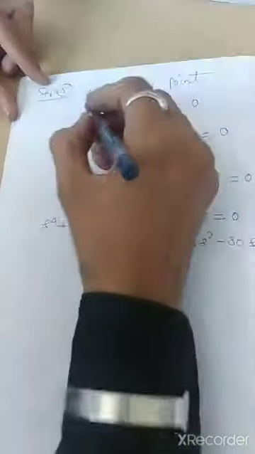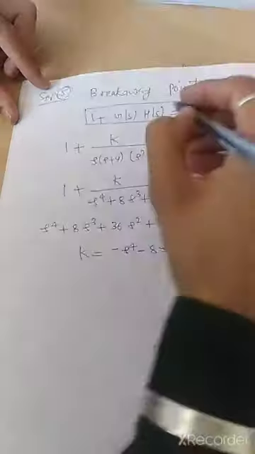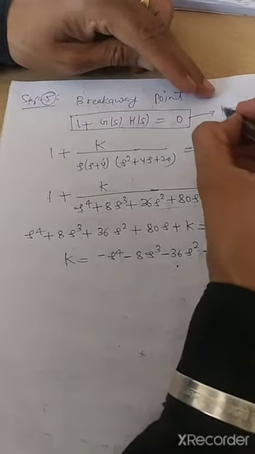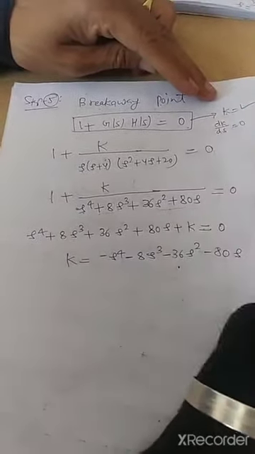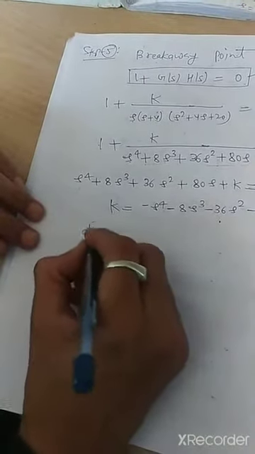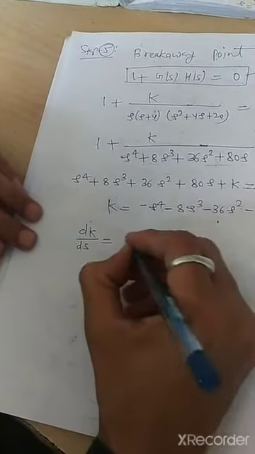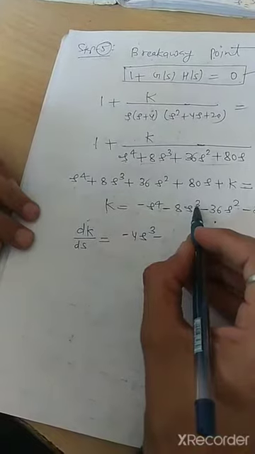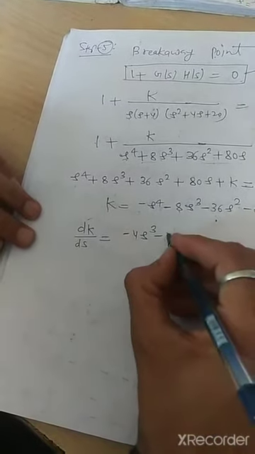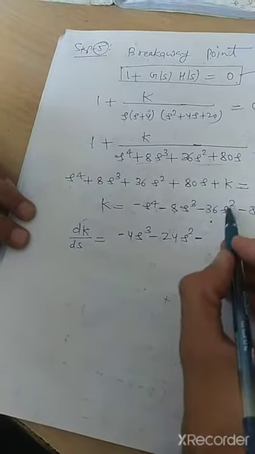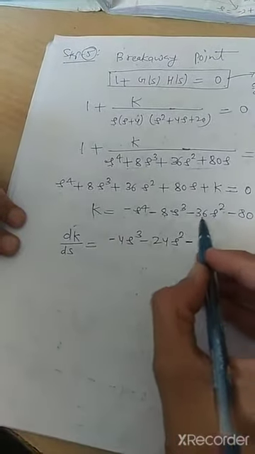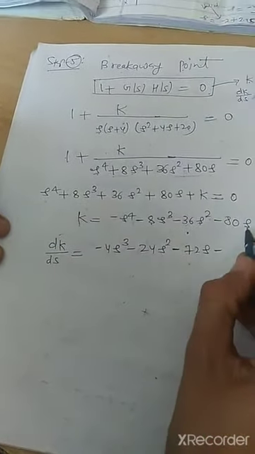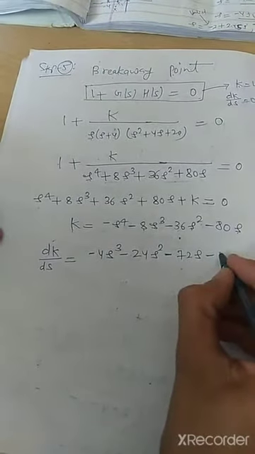Now for finding the breakaway point, first of all we will find out 1 plus GsHs equal to 0. With the help of this we will find out the value of K. After finding the value of K, we have to find out dK upon ds equal to 0. So now differentiate this with respect to s. So this s to the power 4 will be differentiated as 4s cube, then again minus sign. This s cube will be differentiated, so 3s squared, multiplied by 8, that is 24s square. This s square will be converted into 2s by differentiation. 36 is also there, so 36 multiplied by 2s, that is 72s. Then s differentiated with respect to s is 1, so this is only 80.